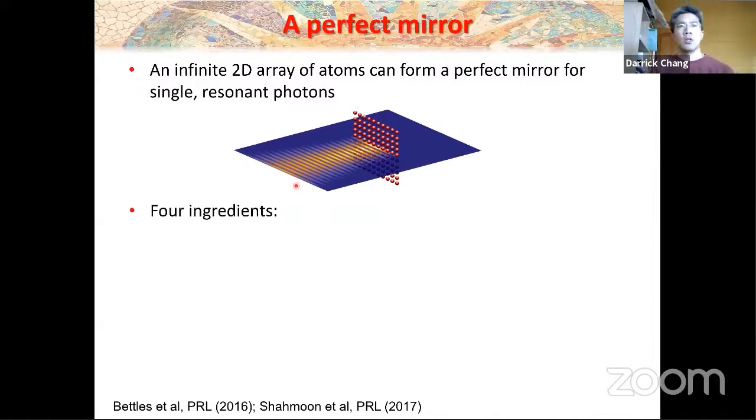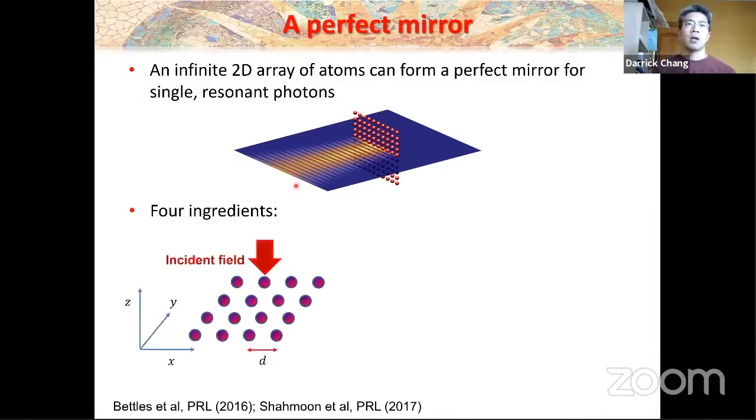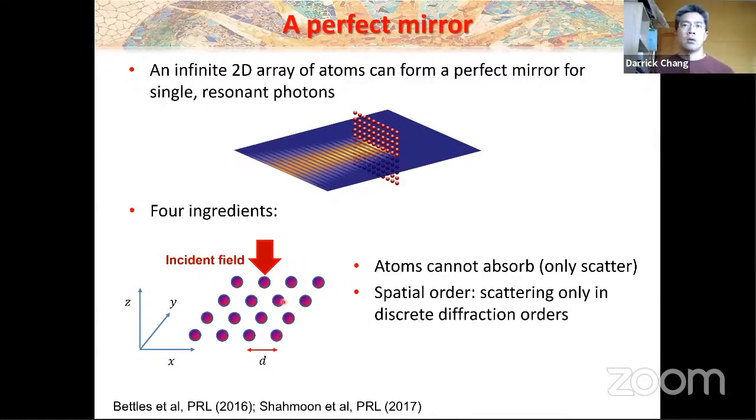To understand this result, you basically need to understand four separate ingredients. The first is that, if I have just isolated atoms, they don't have any internal degrees of freedom where they can just eat a photon. So if I send a photon in, it can't just disappear. It has to scatter back out into some direction. The second ingredient is that, when I have this kind of spatial order, the scattering can't really occur in random directions. It can only occur in discrete diffraction orders, much like a Bragg grating.